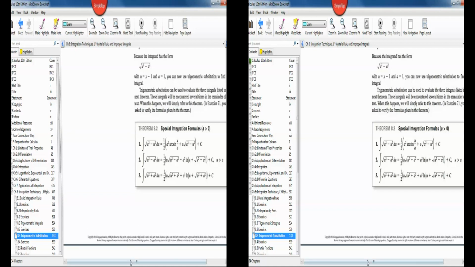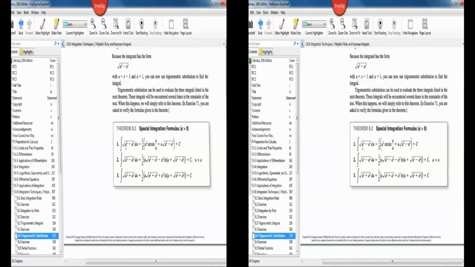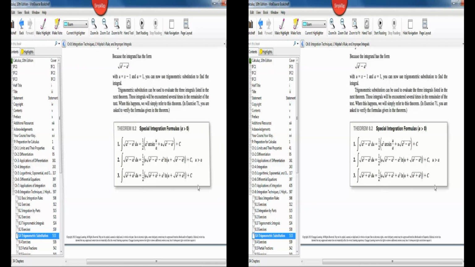And here are the special integration formulas. If you just have the square root of a squared minus u squared, or the square root of u squared minus a squared, or the square root of u squared plus a squared, then figure out what a is equal to, figure out what u is equal to, and figure out what du is equal to. And then you just plug in the appropriate values into the formula. Okay? If you have those, it's pretty much plug and chug. You do have to adjust for your du.